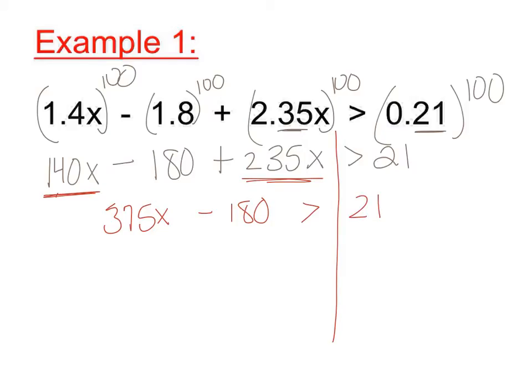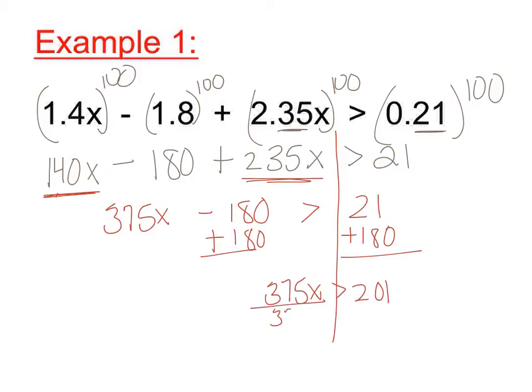Now, let's think about getting our like terms together on one side and our constants together on the other side. I have 375x on the left, no x's on the right. So that means all my like terms are together. Now, let's get our constants together. Let's add 180 to both sides. And we get 21 plus 180, which is 201. So we have 375x is greater than 201. In order to get x by itself, we're going to need to divide by 375 on both sides.